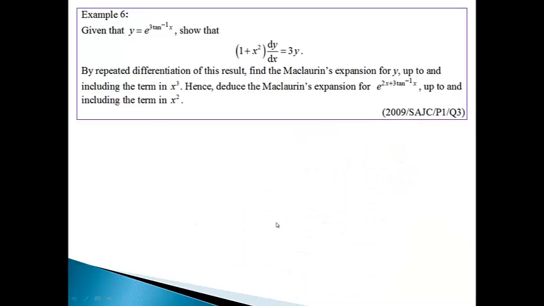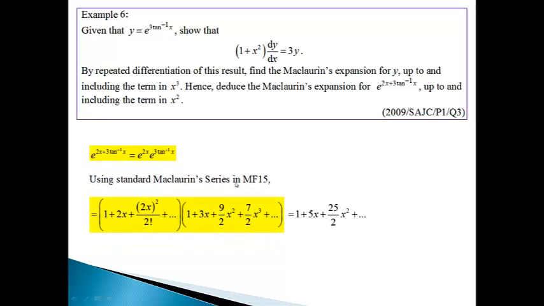Right, let's look at the last part of this question. Hence, deduce the Maclaurin's expansion for e to the power of 2x plus 3 inverse tangent x up to and including the term in x squared. Right, so notice that e to the power of 2x plus 3 inverse tangent x can be re-expressed as the product of e to the power of 2x and e to the power of 3 inverse tangent x.